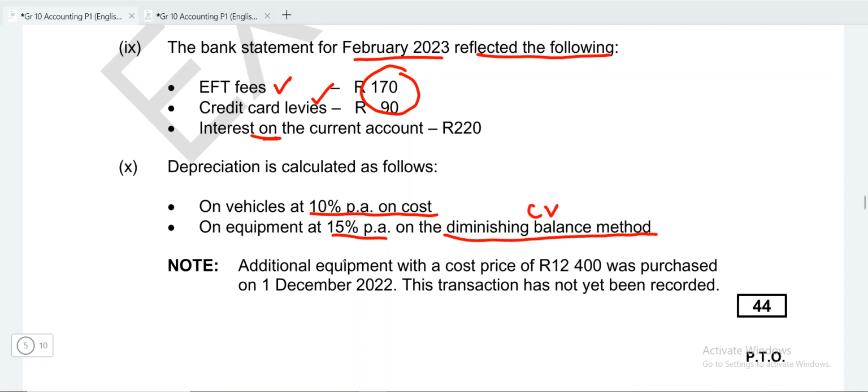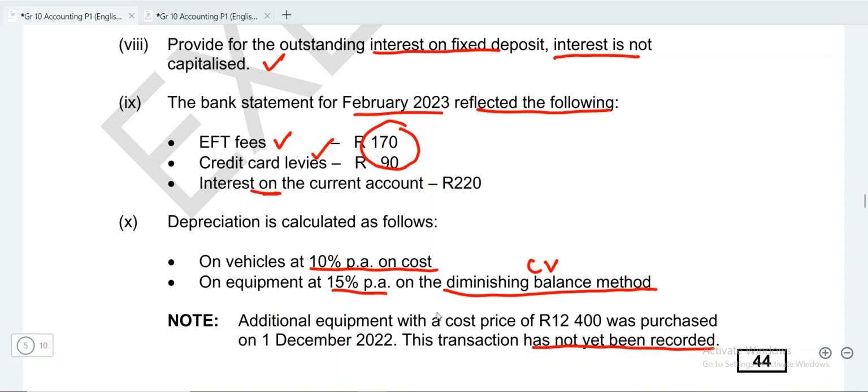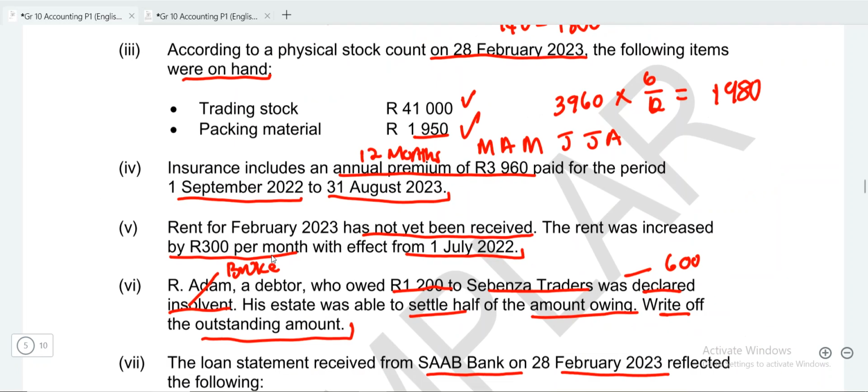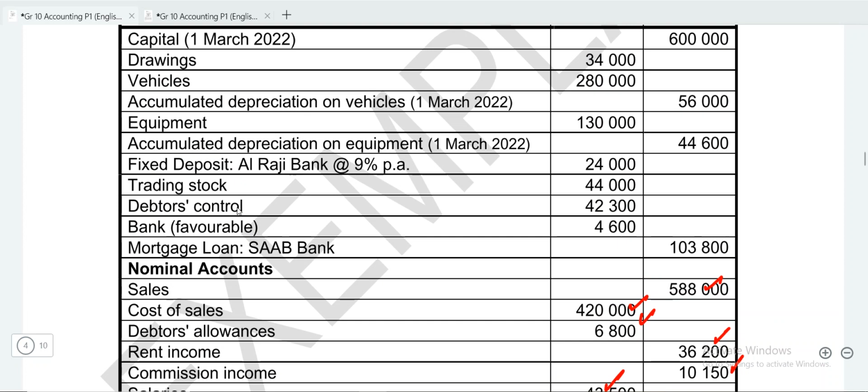Okay, so now here they're saying an additional equipment with a cost price of 12,400 was purchased on 1 December 2022. This transaction has not been recorded, meaning that this amount that you are seeing here is not included in the trial balance equipment that you are seeing, so it has not been recorded. So let's start with vehicles. We know that there was no new one bought, we just had the old one.